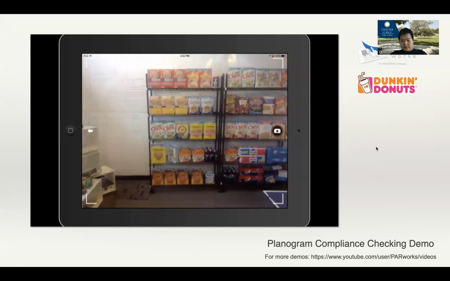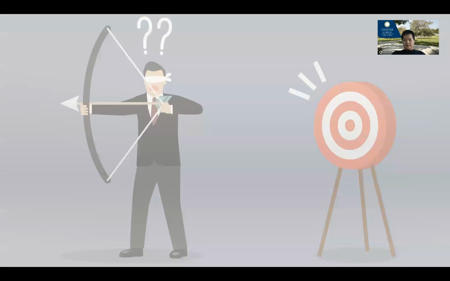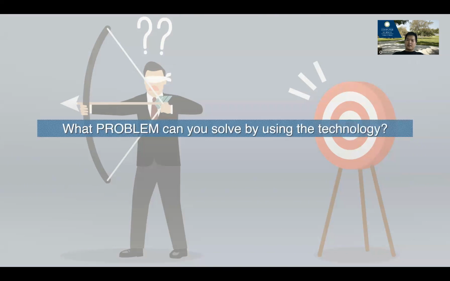All right, so back to this kind of example, as I showed you, this Target example and also the Dunkin' Donuts example, you can see that the ideas we pitched from our sales team, compared with the ones they gave us, are on two totally different levels. And obviously the ones they gave us are so much more practical, so much more useful, right? So this is some of the lessons I learned.